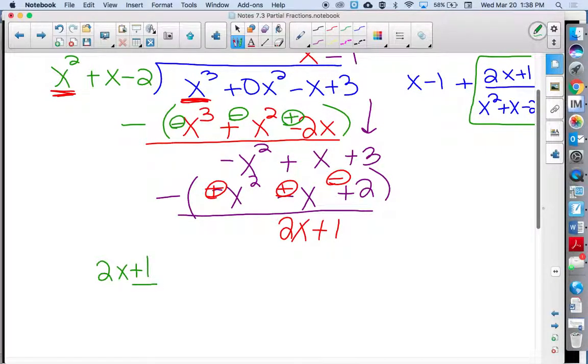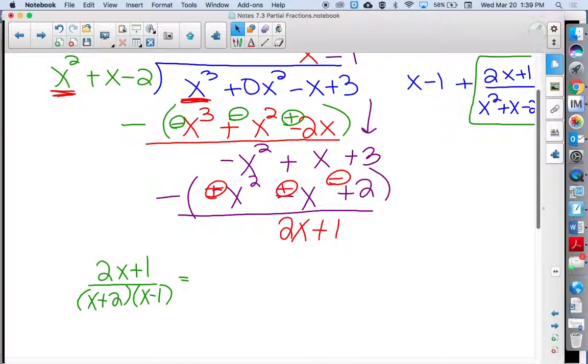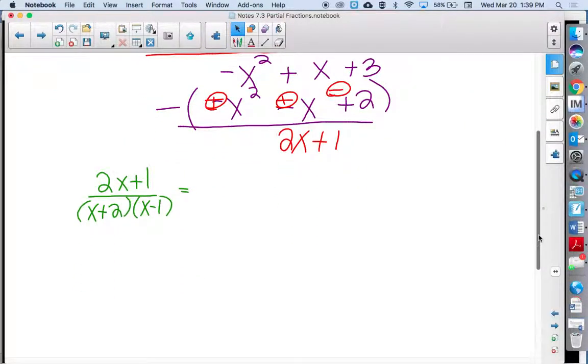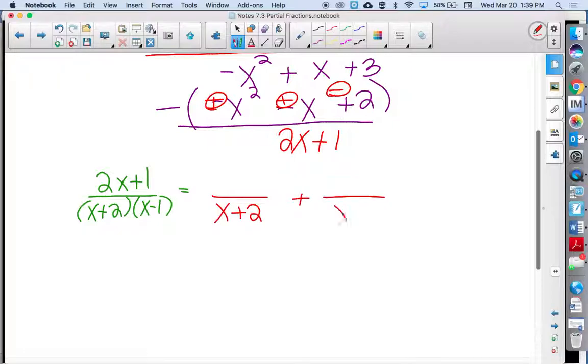So take that 2x plus 1. Michael, how would the denominator factor? Into the x plus 2 times x minus 1. Yeah. Okay, so step 1, factor the denominator. Step 2, once the denominator is factored, split it into those separate pieces. Each factor creates a separate denominator. So x plus 2, x minus 1.